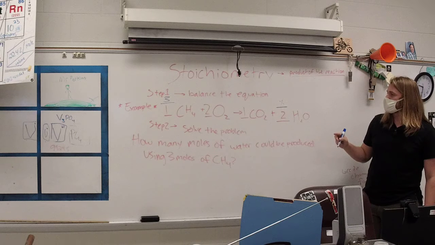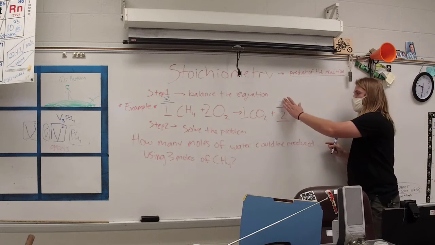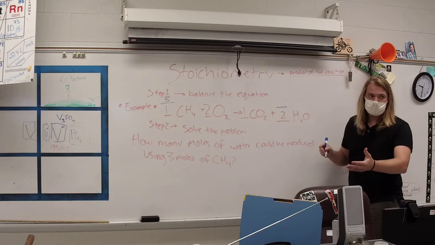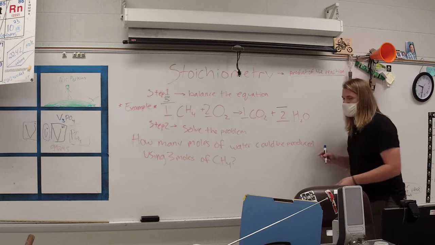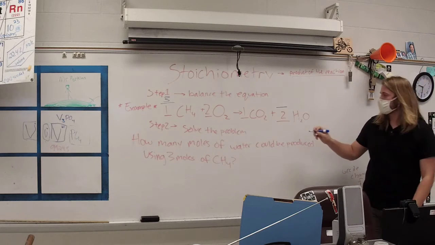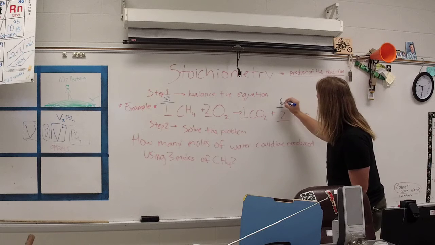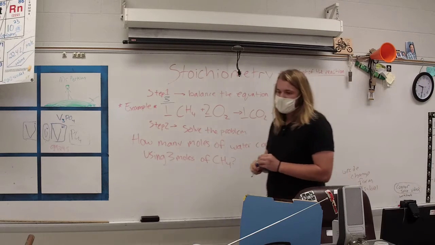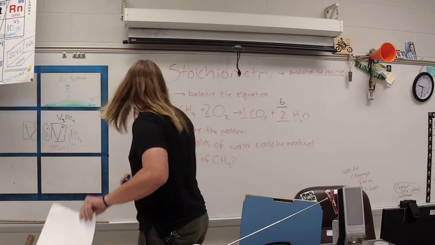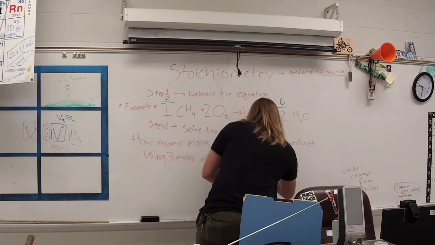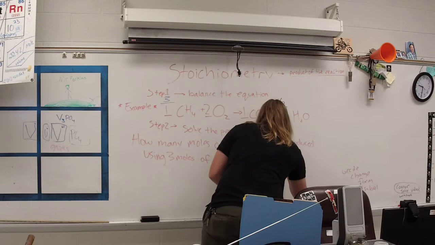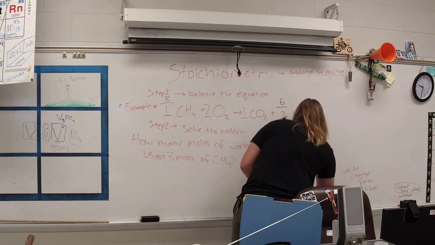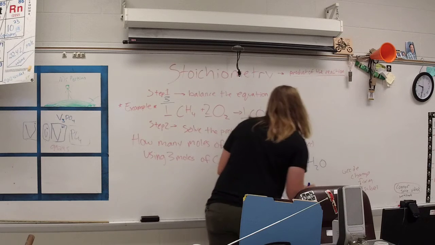What's going to be our value of x? Well, we can just look at this and know that 3 is 3 times larger than 1. So what's 3 times larger than 2? 6, right? We just multiply and we get 6. So our answer would be 3 CH4 gives us 6 H2O.